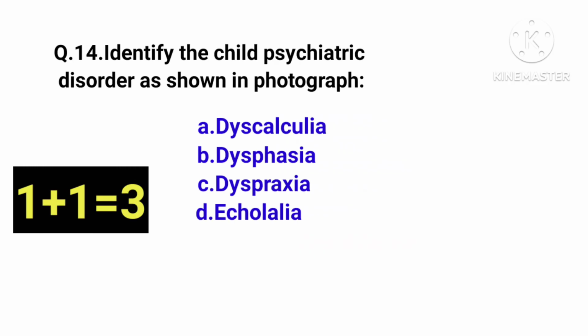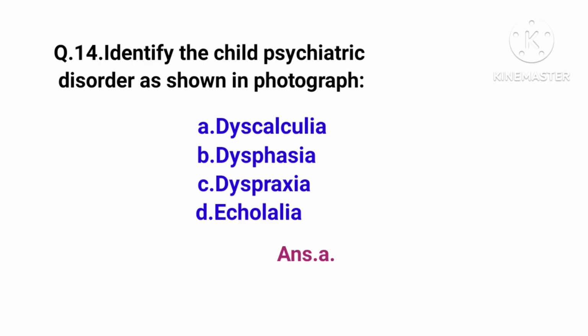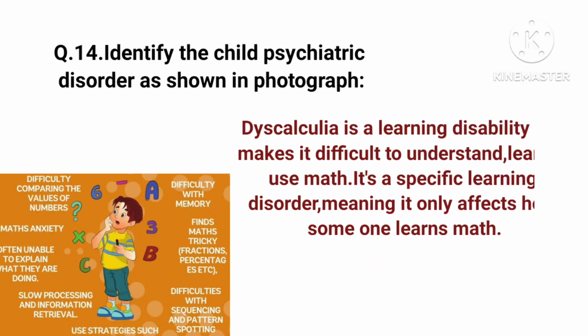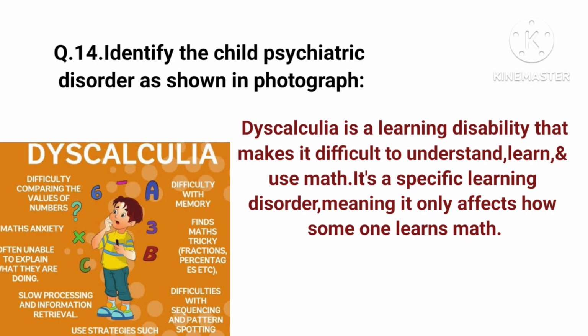Identify the child psychiatric disorder as shown in photograph: dyscalculia, dysphagia, dyspraxia or echolalia. And here the right answer is option A, dyscalculia. Dyscalculia is a learning disability that makes it difficult to understand, learn and use math. It's a specific learning disorder, meaning it only affects how someone learns math.